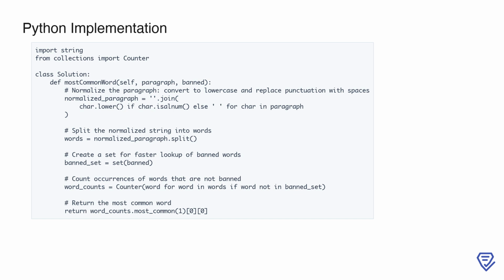This approach is efficient, with a time complexity of O(n), where n is the number of characters in the paragraph. The space complexity is also reasonable, as it primarily depends on the size of the paragraph and the number of unique words. Overall, the code is concise, well-structured, and handles edge cases like punctuation, case sensitivity, and banned words effectively.